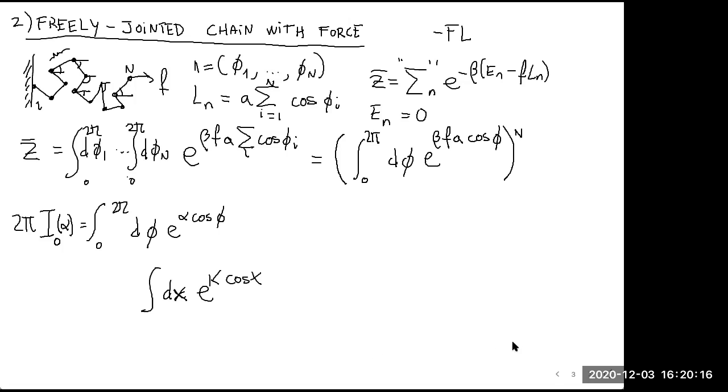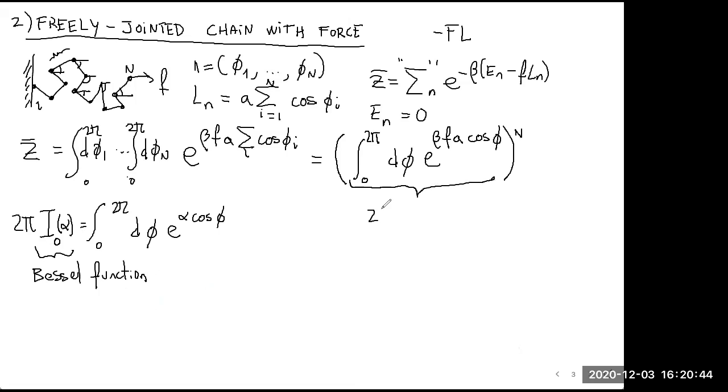It's a much less common result. This one is called the Bessel function. It is not so obvious. I had a course about Bessel functions before. Okay, that's very good. It is called a special function. So this result here is 2 pi times the Bessel function of order 0 evaluated at beta f a.